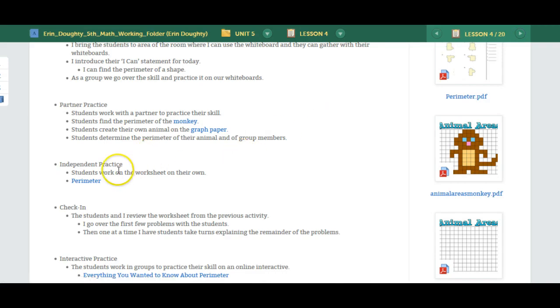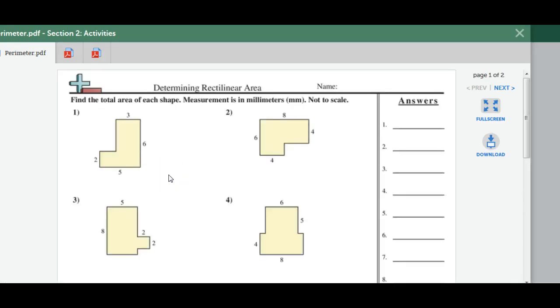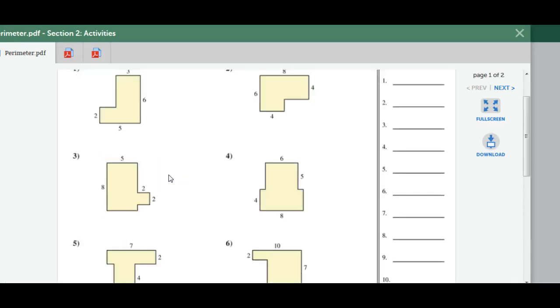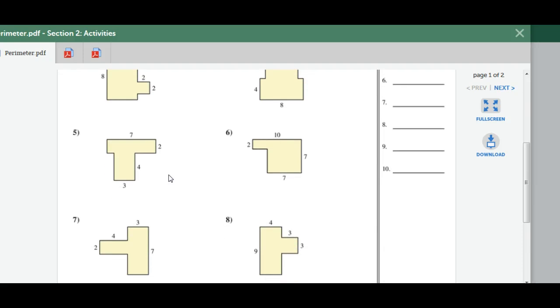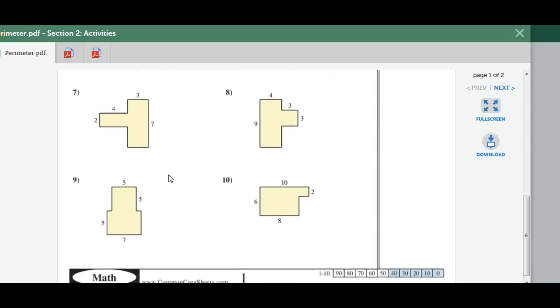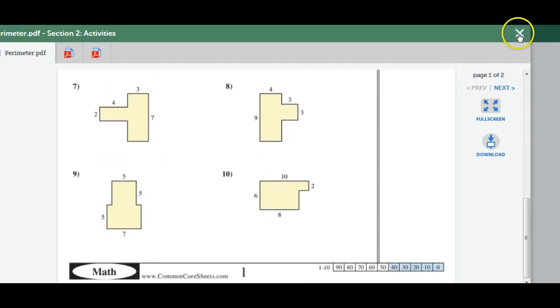On the third day of this series, the students will be practicing determining perimeter. They're working with their partners to figure out the perimeter of the shapes.